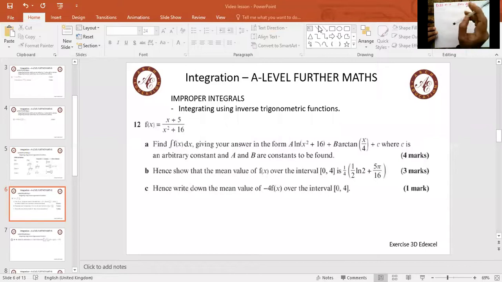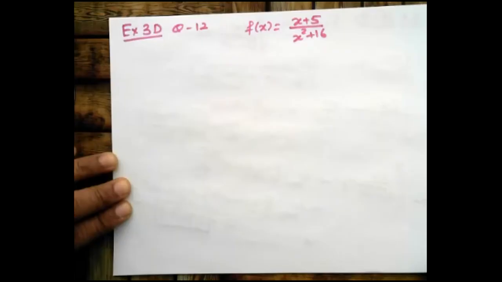The first part of the question says that this is a function f(x). I'm going to integrate this, giving the answer in the form of this. This could be proper normal integration of normal maths as well, but let's see how it goes. We're going to integrate this function first, then look at parts B and C a little later.